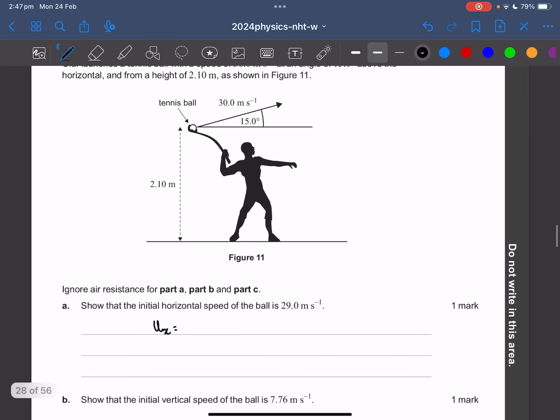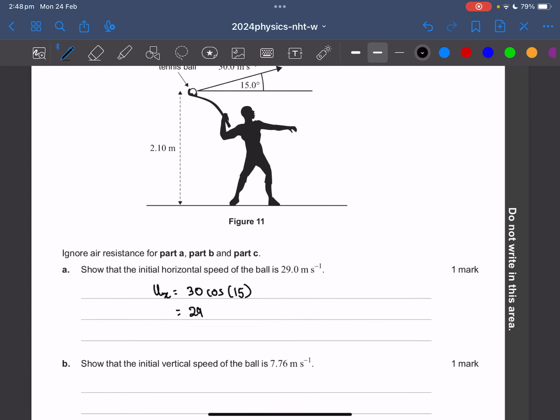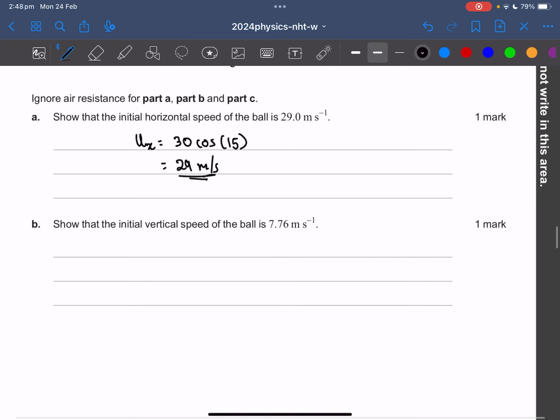So we have 30 meters times cosine of 15. Let's calculate, that should be equal to 29 times cosine of 15. Okay, yep, roughly equals 29. So 29 meters per second. Show that the vertical speed is going to be this.